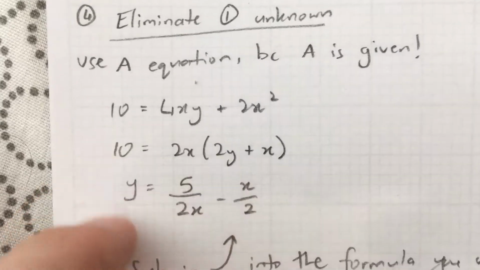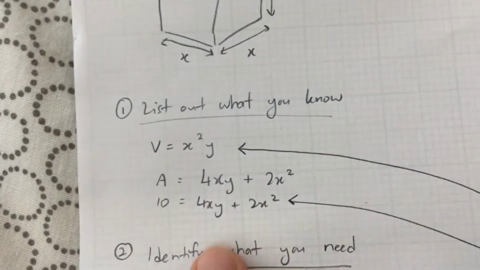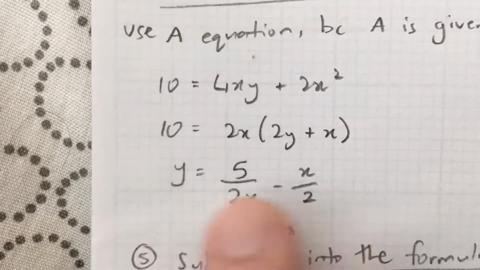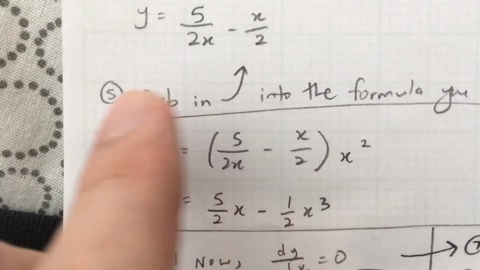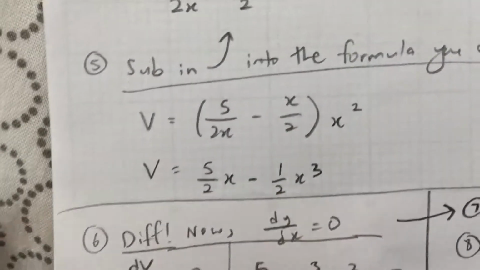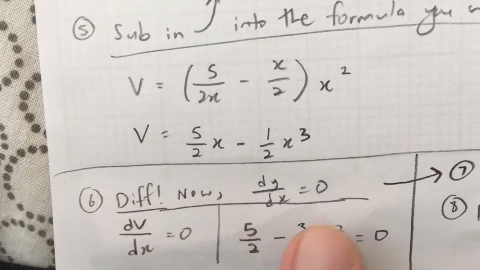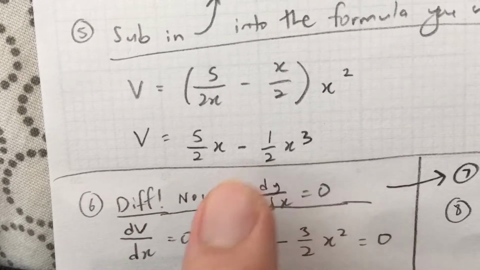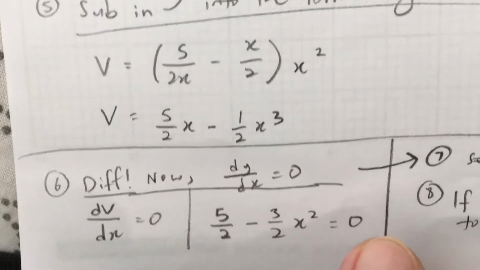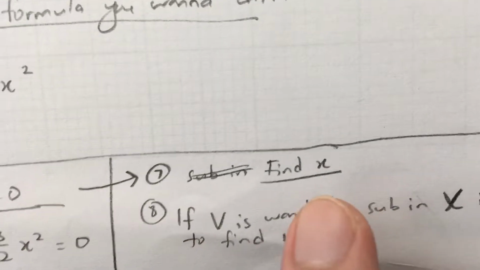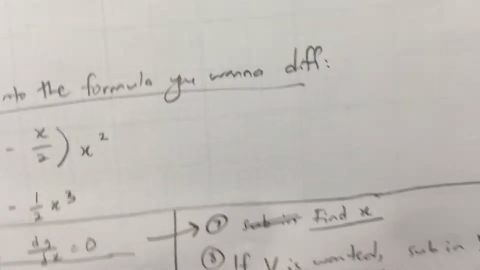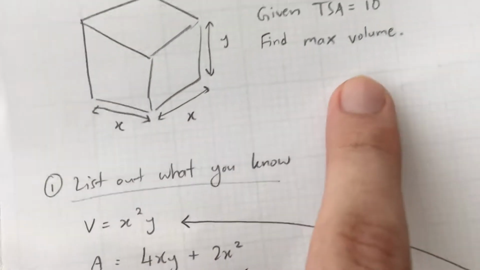So now I can say that this y in this equation is equal to all of this in terms of x. I will sub all of this into y and expand it, so if I sub all this y into the original V equation, I get this. Now I have one unknown and it's solvable. So now I'll differentiate it, and remember that at the maximum point, dV/dx equals 0. So dV/dx equals 0, and now I can find the values of x. Just rearrange this to find x. So that's the maximum x value, not the volume yet.